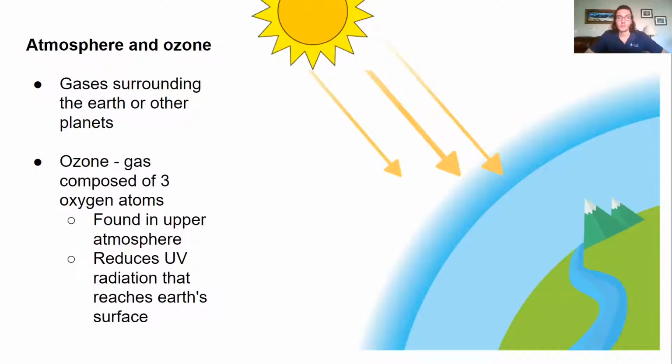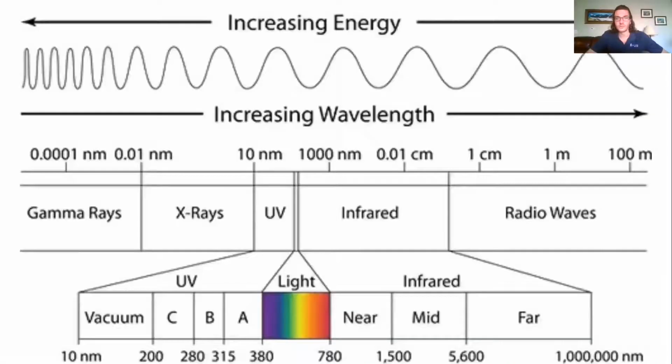So there's actually 3 types of UV radiation. If I flip back really quick, you can see there's UV A, B, and C. So if you look to the left of the light spectrum again, you can see there's UV A, B, and C. And so all of UVC and most of UVB is actually absorbed by the ozone, which is a layer within that atmosphere or those gases.